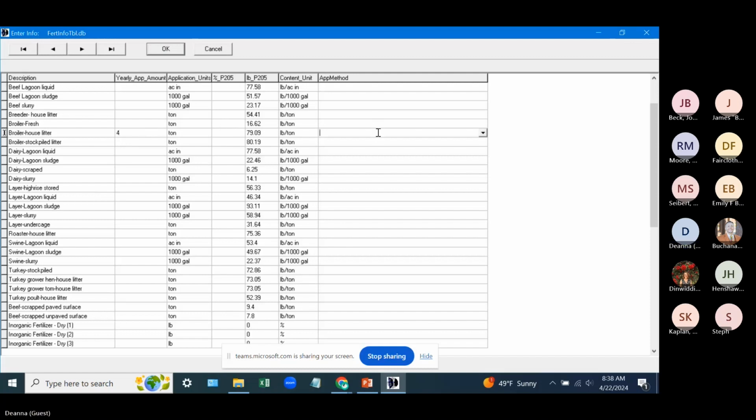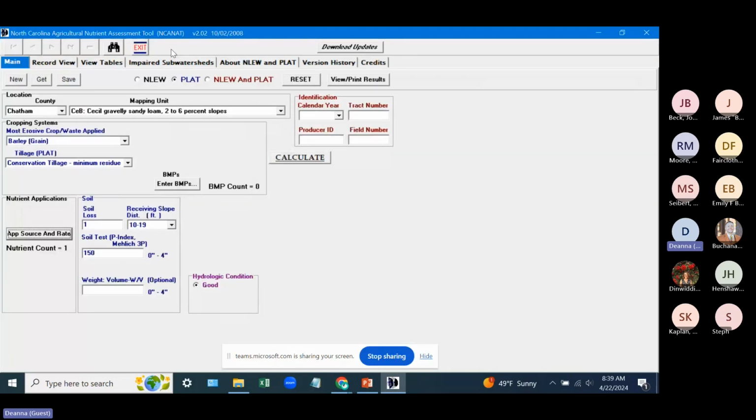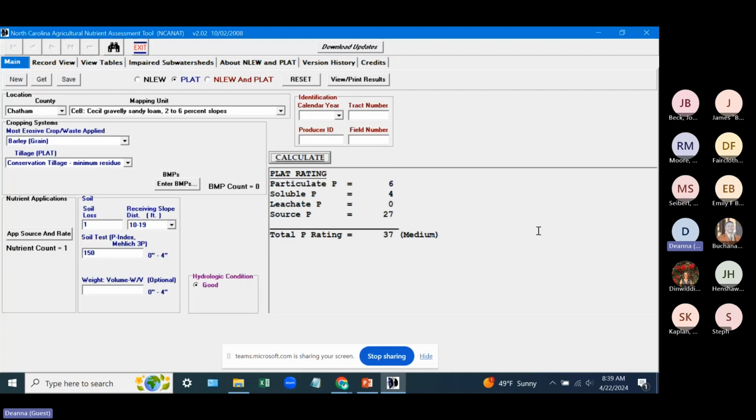But again, this is nutrient management practice. If you have the amount of litter you should be applying based on nitrogen, that's great. But for phosphorus, it may be too much. And so you can choose to have a phosphorus-based plan, or you can continue with a nitrogen-based plan. And again, these are all conservation practices you need to be thinking about. And I'm pretty sure that when we calculate this, it's going to say we have a medium loss.